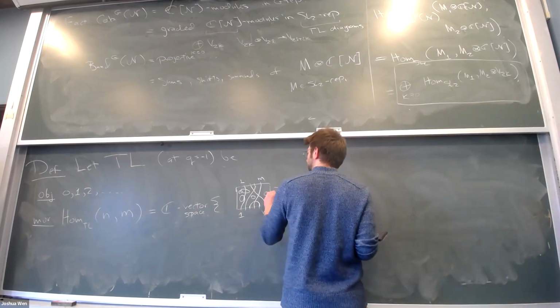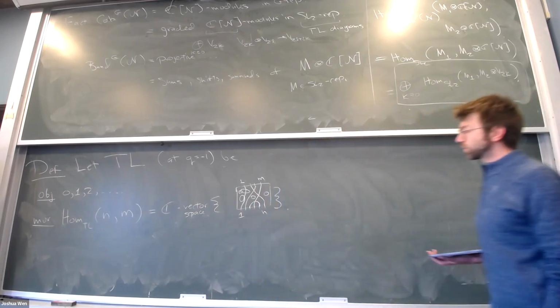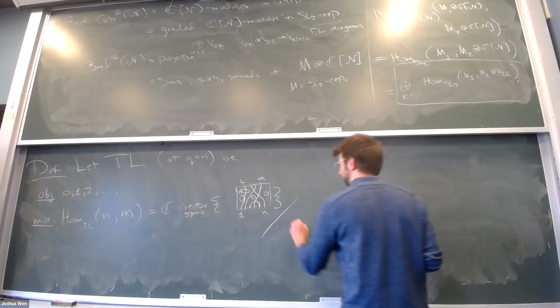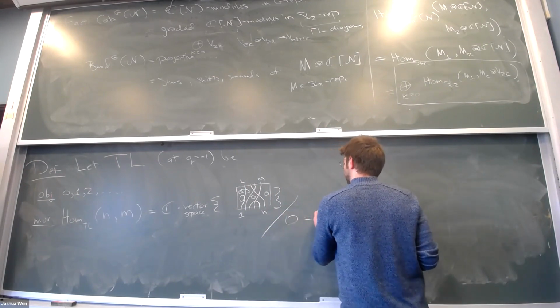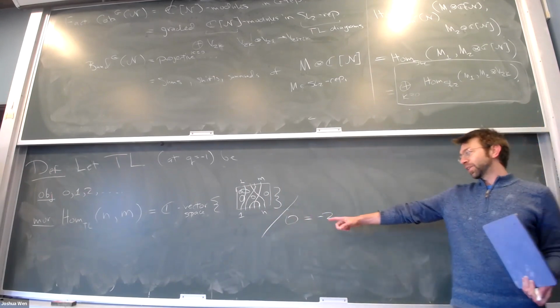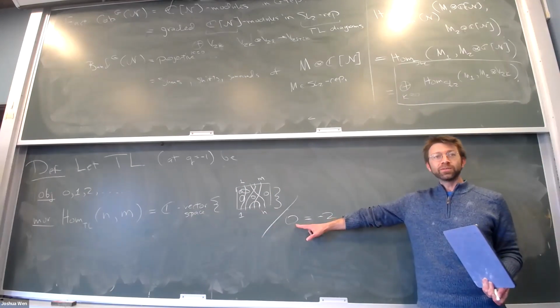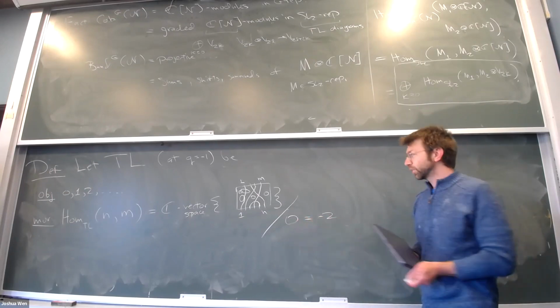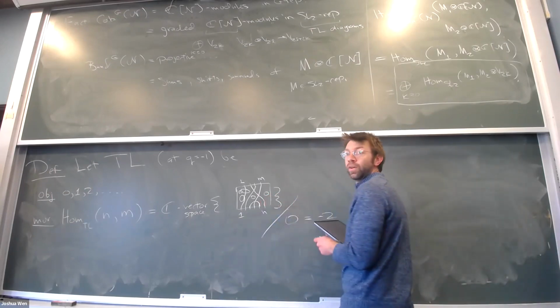Okay, I take the C linear combinations of those things and I mod out by some relations. The relations I want to mod out by are, okay, relations like this are hard to write down because a little circle looks a lot like the number 0. Okay, I don't mean the number 0, it is -2. I mean the little closed, a little trivial loop.